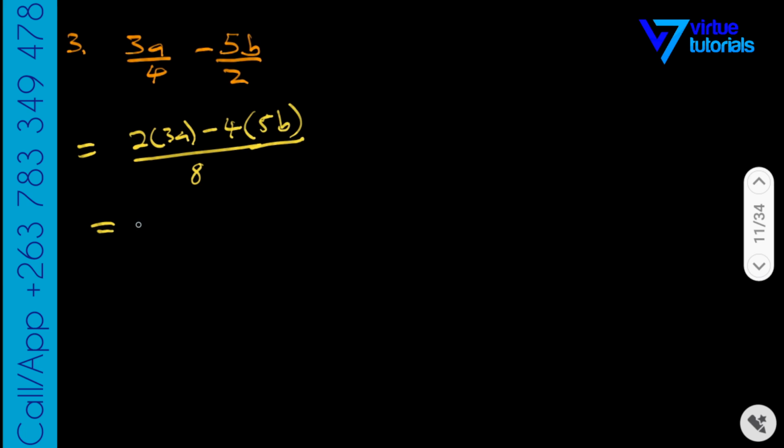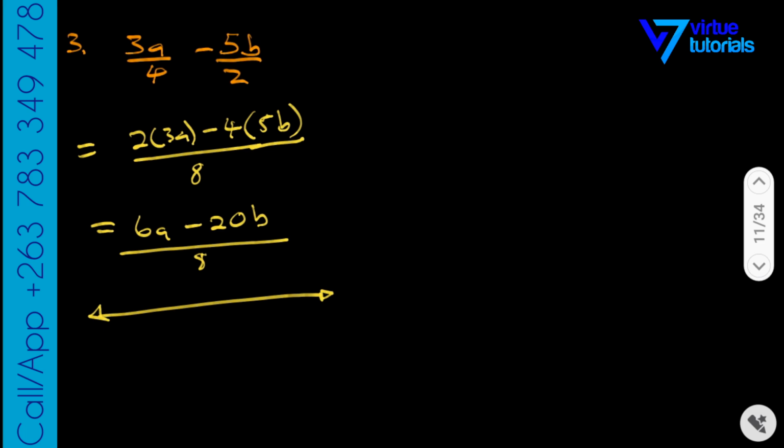2 times 3a, that's 6a. 4 times 5b, that's 20b. So I'll get 6a minus 20b over 8. Now, these are not like terms, so I stop there. Can't simplify that any further.